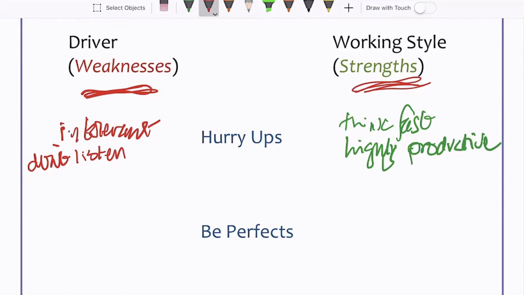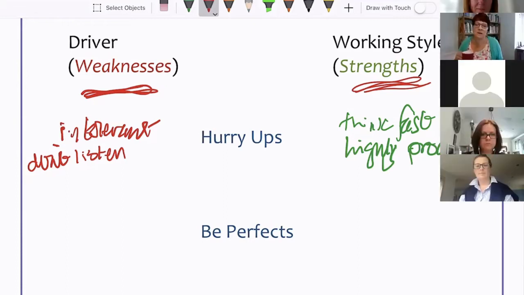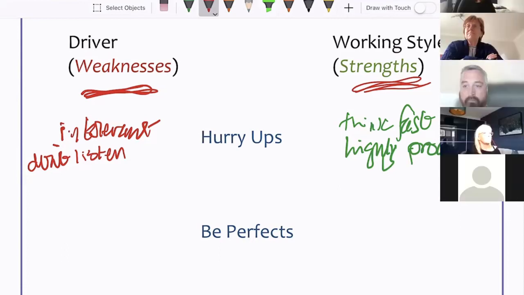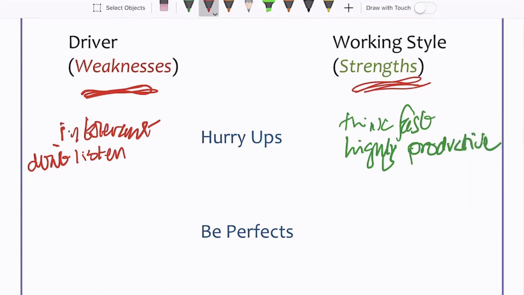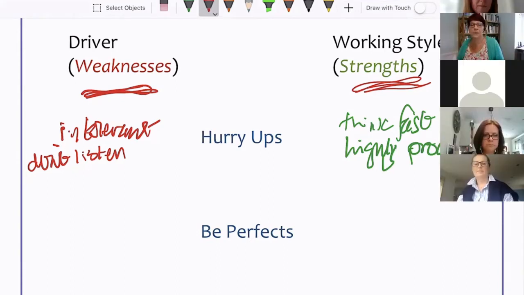Does this resonate for anybody? One or two nods. You might be a Hurry Up. You might know somebody very dear to you who is a Hurry Up. Your boss might be a Hurry Up. And we need to start thinking about how we might clash with other people, and how even if we've got the same driver, we might get more competitive. Two Hurry Ups talking to each other, it's like, whoa, you can't keep up sometimes.